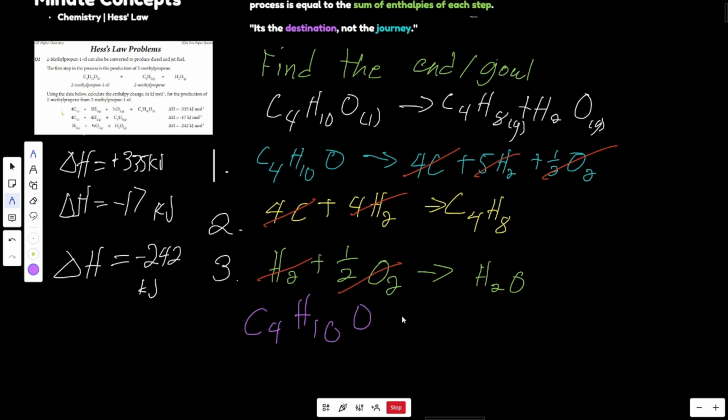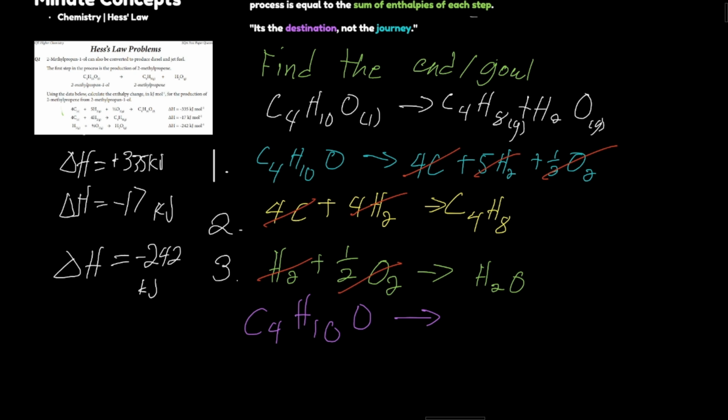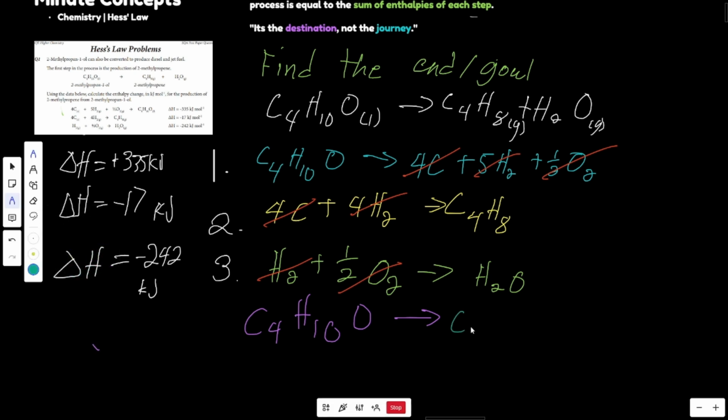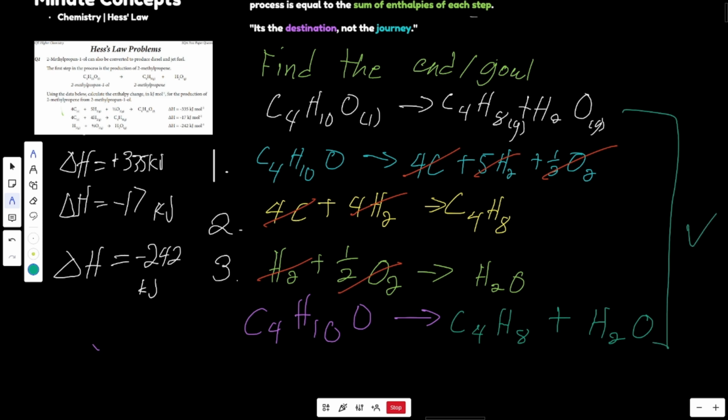We will have our 2-methylpropan-1-ol, and this will turn into our end goal, which was, let me pick out a different pen, this one, our 2-methylpropene, C4H8, and our water vapor. Now, was this similar or identical to what we want? Are these the same? Yes, they are. So that means we did Hess's law correct.